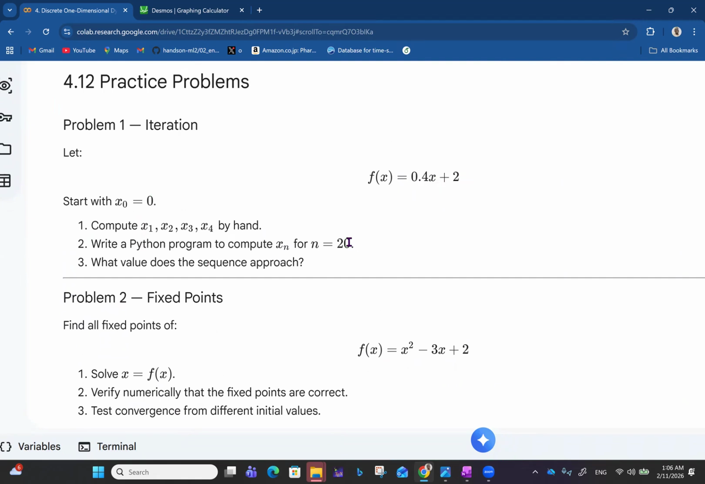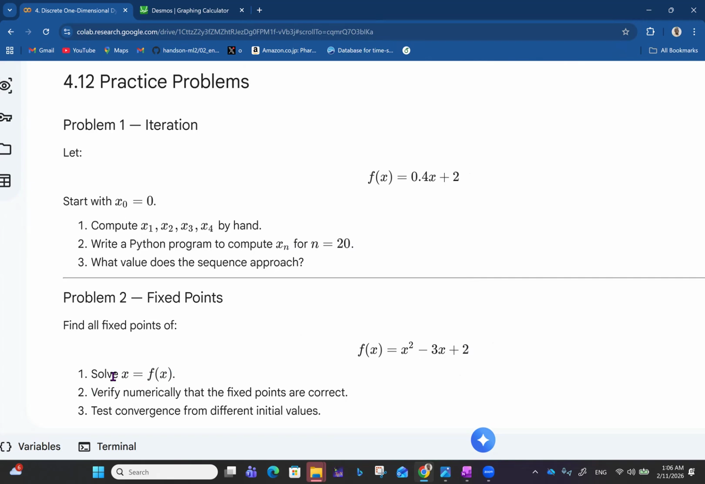Then, of course, you can write a Python program to do it. With a Python program, you can go as fast, you can even go to 1,000 steps fast. Then for fixed points, find all fixed points of this. To find all the fixed points, all you need to do is say x equals x star equals minus 3 x star plus 2, and you solve for x there, and you're good to go.